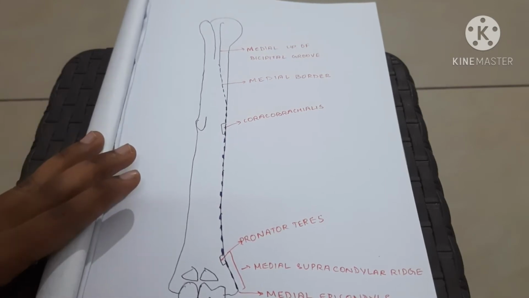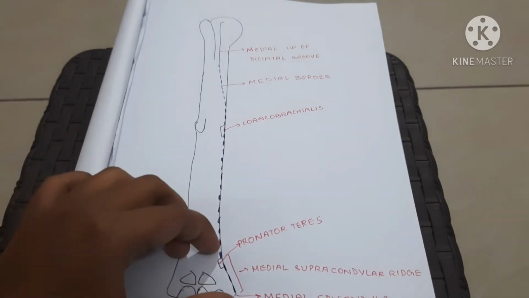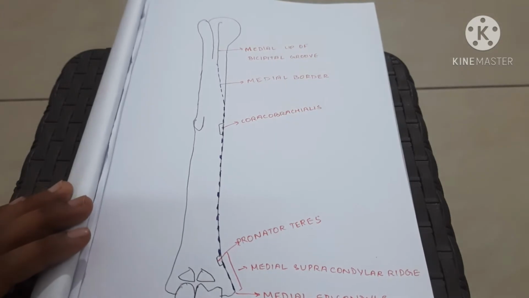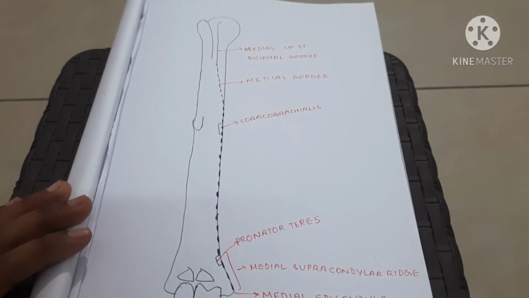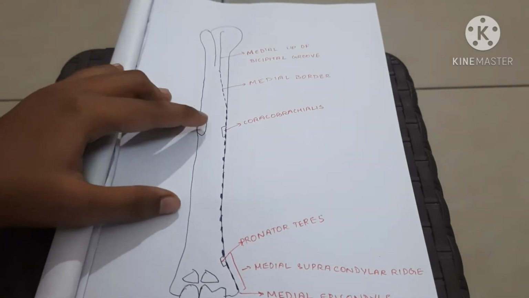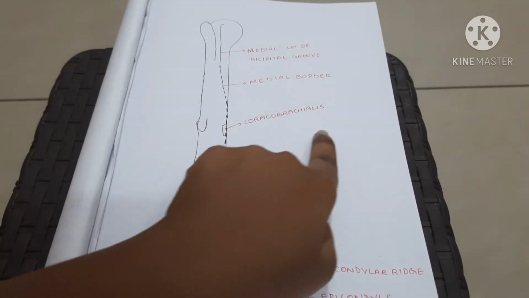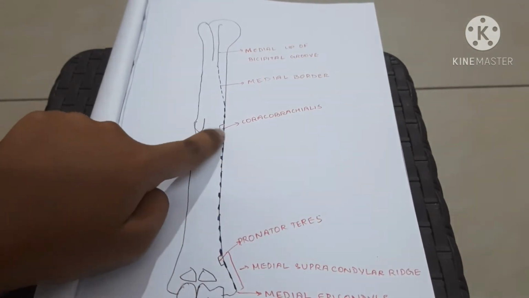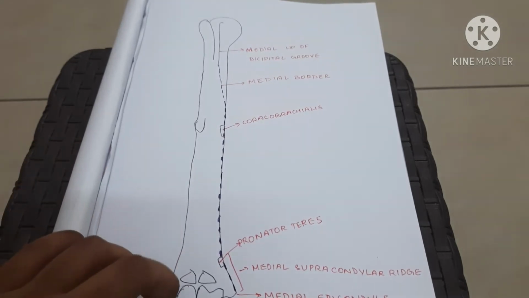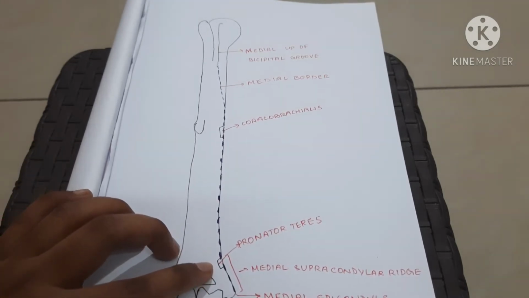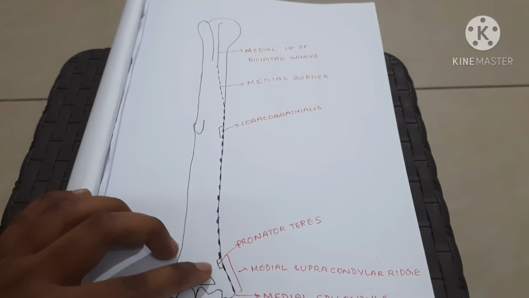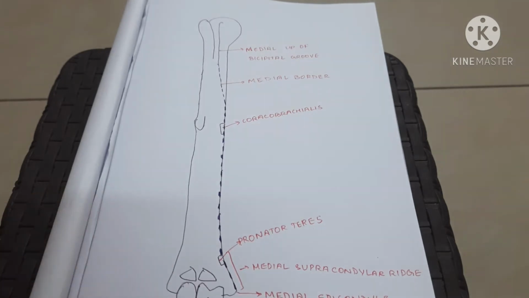On its lower part, there is a sharp ridge called the medial supracondylar ridge, which gives attachment to the intermuscular septum. The intermuscular septum divides the two muscles. On the middle of the medial border, the rough strip gives attachment to the coracobrachialis muscle. And above the medial epicondyle, the pronator teres is attached to the medial border. That is all about the medial border.